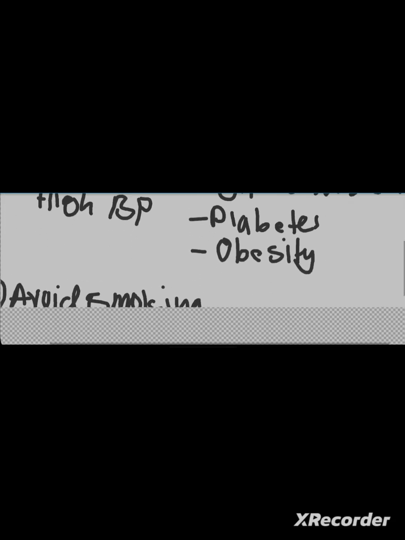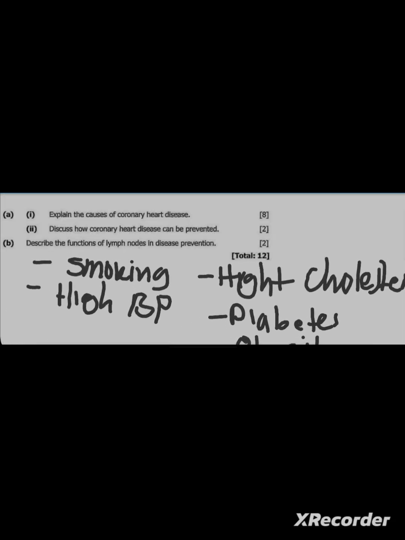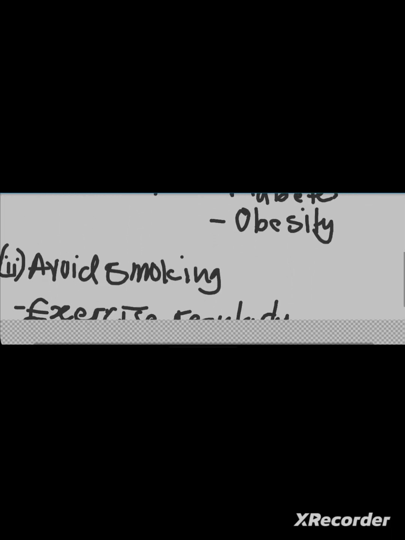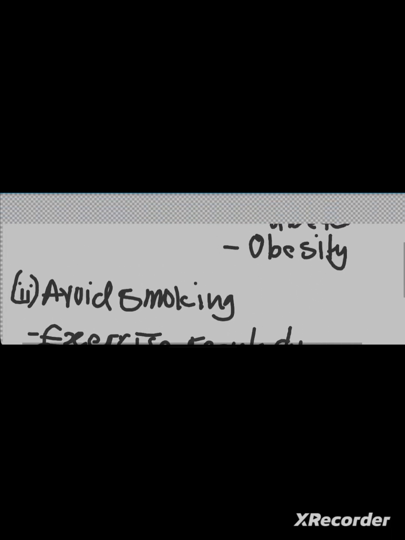Okay. Fats. They will block your what? Your arteries. What else? There are a lot. We can just add. Okay. So just for us to get that 2 marks, just get 2 of these, or just add for the sake of practice.